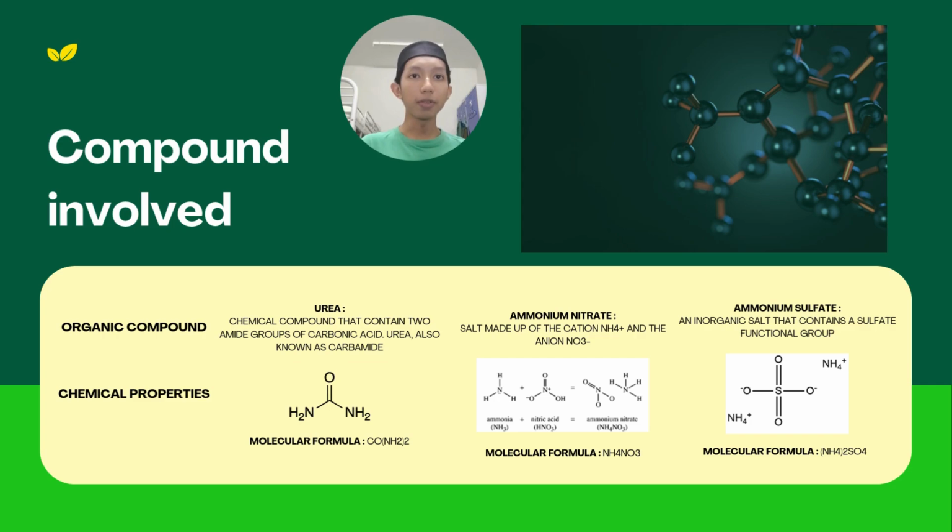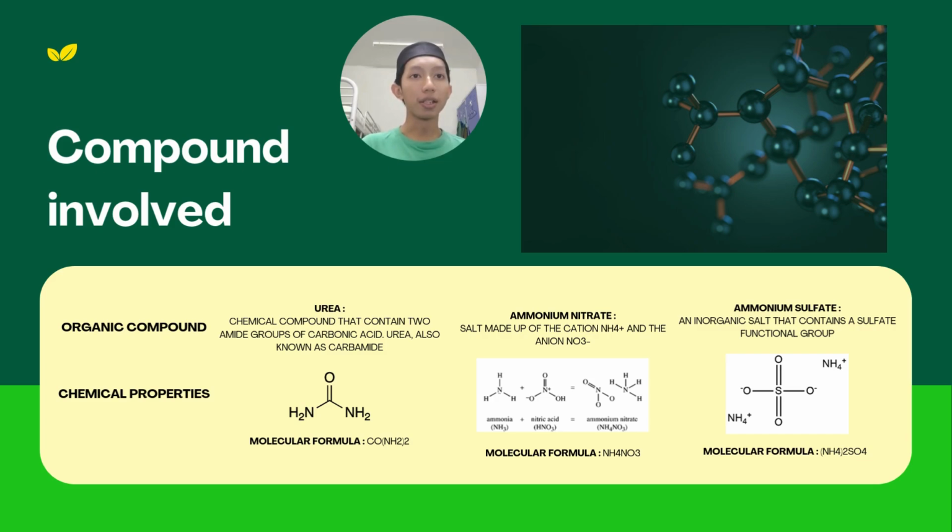Firstly, the organic compound urea, a chemical compound that contains two amide groups of carbonic acid. Urea is also known as carbamide. So the chemical properties, as you can see in the slide, and the molecular formula is CO(NH2)2.